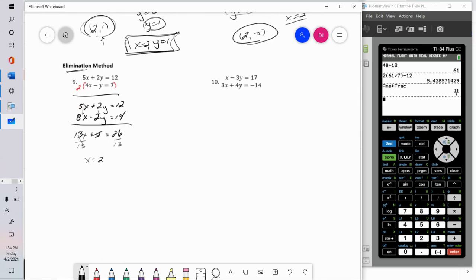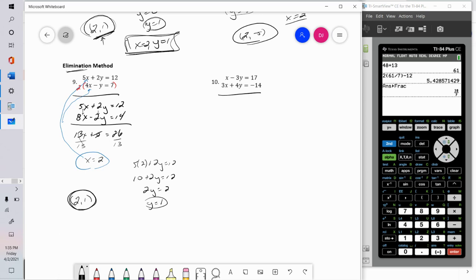Okay. However, to get the y value, I'm still going to need to substitute that x equals 2 back into one of the original two equations. Okay, I can plug that x equals 2 either into here or into here. It doesn't matter, but it's got to be one of them. Let's just put it in the top one for fun. So 5 times 2 plus 2y equals 12. 10 plus 2y equals 12. 2y equals 2, so y equals 1. So notice we got the same solution. The point 2, 1 is still my solution. I just got it there differently, maybe a little bit more cleanly.